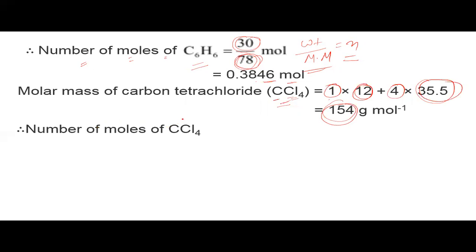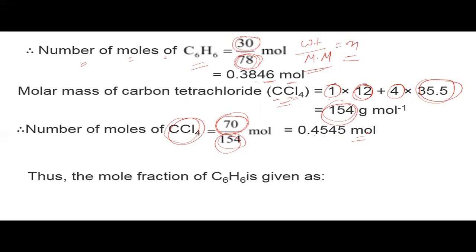Now, the number of moles of CCl4, again we will put the same formula, that is weight upon molar mass. The weight we calculated, that is 70 gram, and the molar mass is 154. Now the value comes to be 0.4545 mole.